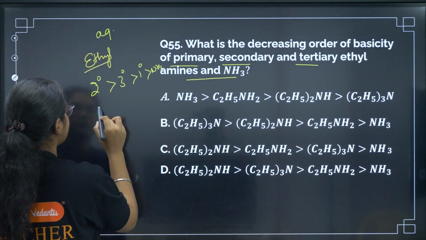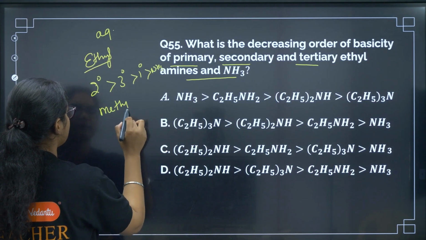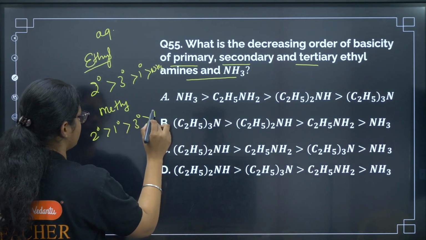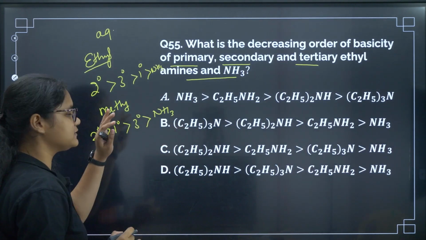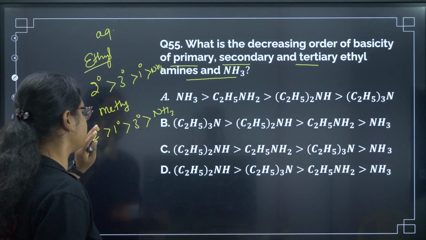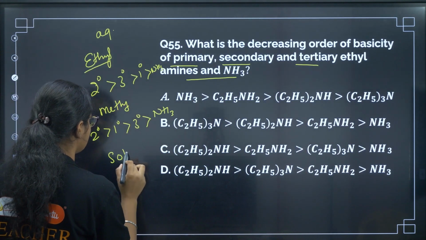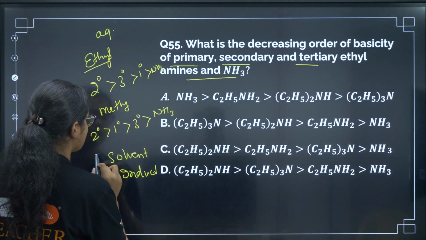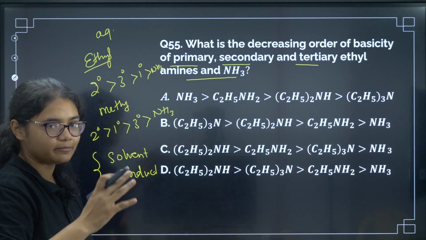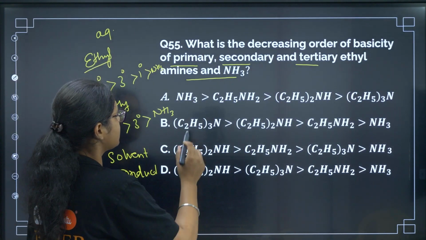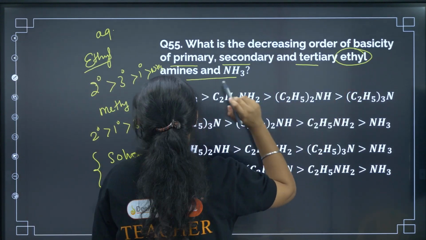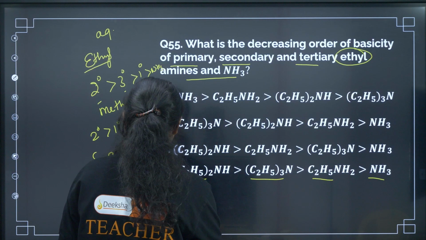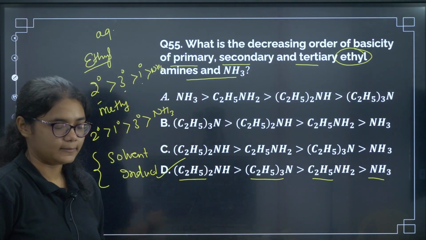Okay, but if it is a methyl group, then we have 2 degree, 1 degree, and then 3 degree, then ammonia. Okay, the reason why this is different is because of your solvent effect and inductive effect. So the contribution of these two effects gives an experimental result. So the correct answer for ethyl group is 2, 3, 1. So 2 degree, 3 degree, 1 degree, and then ammonia. Correct answer will be option number D.